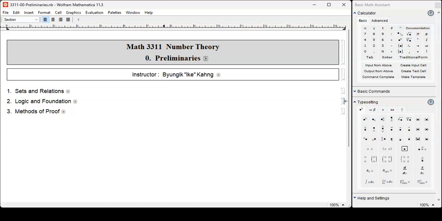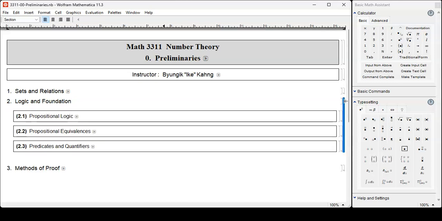If I remember correctly, you did it the other way around in the Introduction to Proof class. At least there are many textbook authors who do it the other way around. Logic first and sets later. I just did one way. It's not always right or wrong. It's just kind of like chicken and egg. Okay, alright. Let's begin section 2, Logic and Foundation.